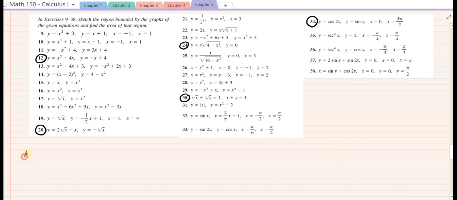So let's begin with exercise number 12. In exercise number 12, the question reads, sketch the region bounded by the graphs of the given equations and find the area of that region. So in number 12, the region is given by y equals x squared minus 4x. So that's going to be a parabola. And y equals negative x plus 4. So that's going to be a line.